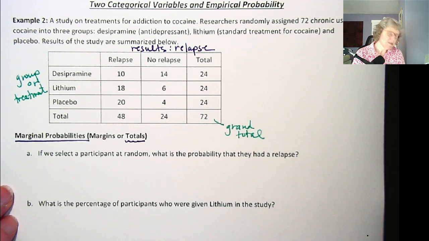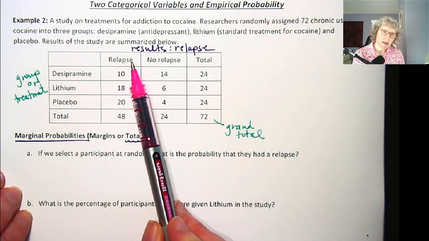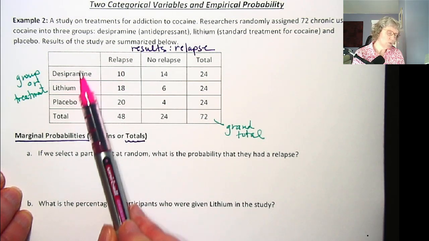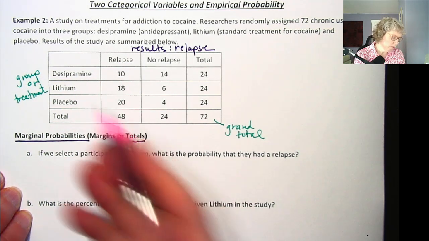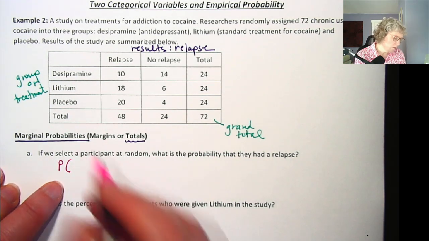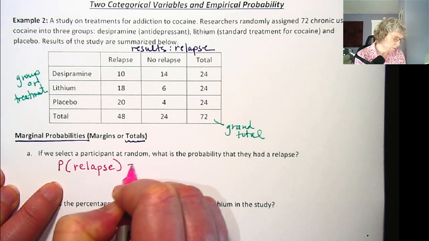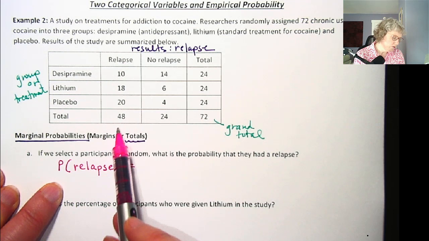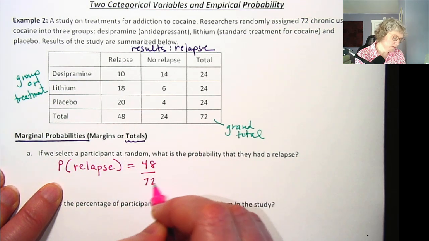Okay, so we're going to look in the table and see where are all the people that had a relapse. Okay, so I'm going to look in the relapse. In this case, it's a column. And then it doesn't say anything about which group they were in, so I'm going to use the total. Okay, so I'm going to write the probability that I'm finding. That's like showing your work. Probability of relapse. That is equal to the total of 48 out of our grand total of 72.